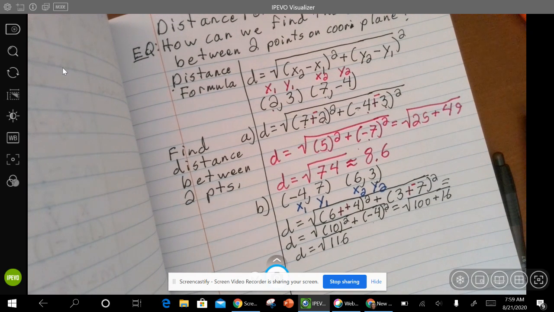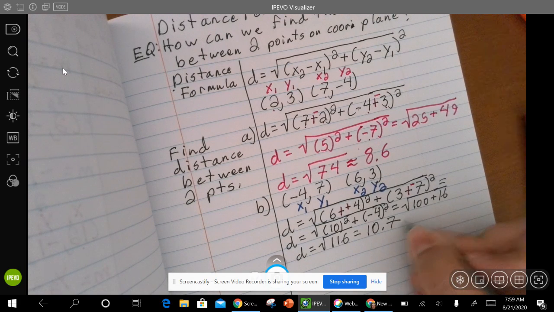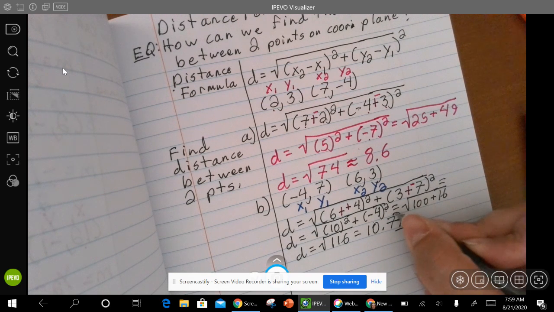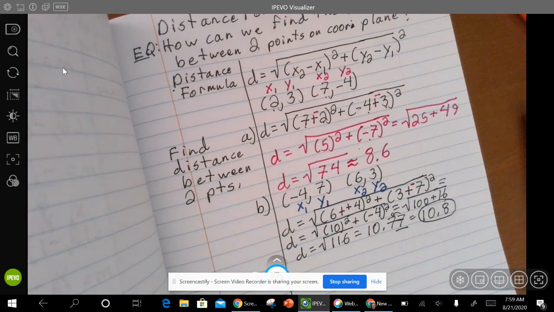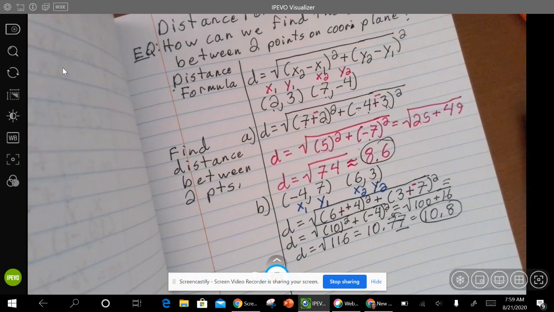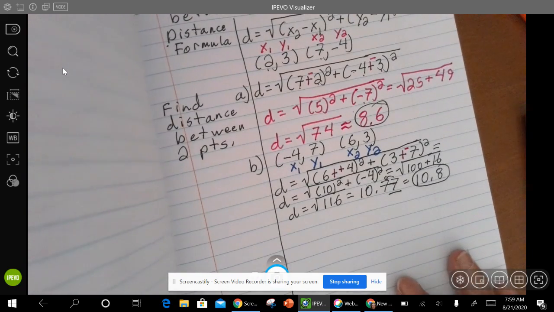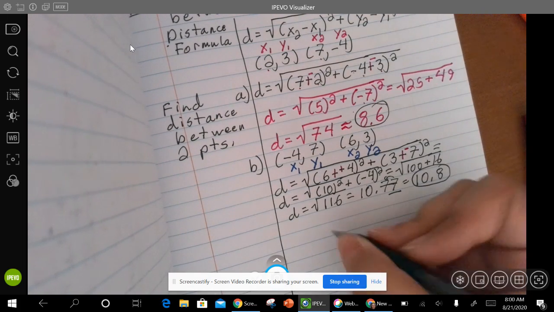So go ahead and work on that one, everybody. Okay, so I got 10.77, so rounding: 5 and up rounds up, so we're going to round it up to 10.8. So that would be the distance between those 2 points. Okay, let's do an example if we had Pythagorean theorem. So let's say we had 2 points.